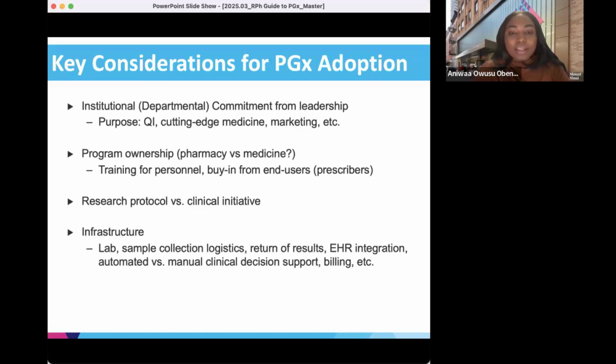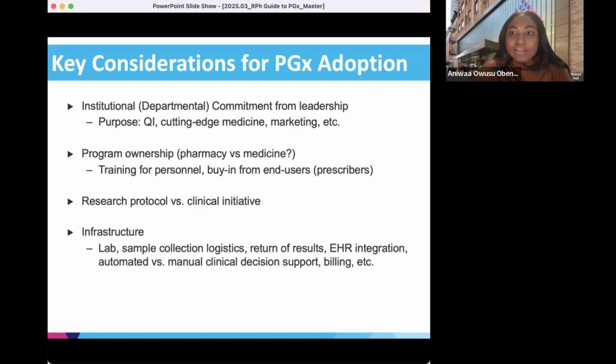You should consider thinking of this: is this a research protocol that you want to undertake, or is this a clinical initiative? At Mount Sinai, it is a clinical initiative, and we are doing this because we believe that if the evidence is there, why not use it? And if we have the infrastructure to test our patients, why not use that information to optimize patient outcomes?